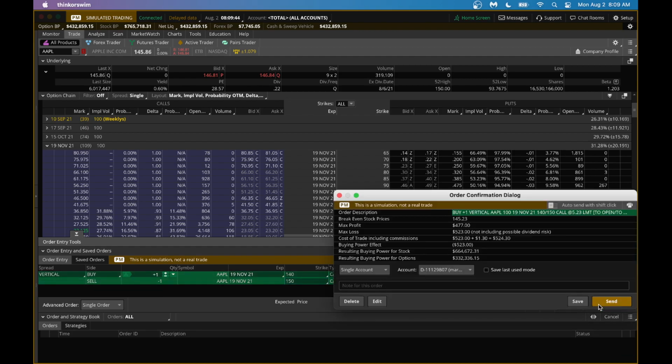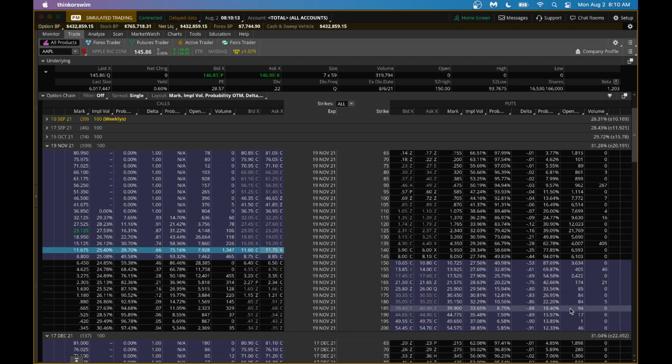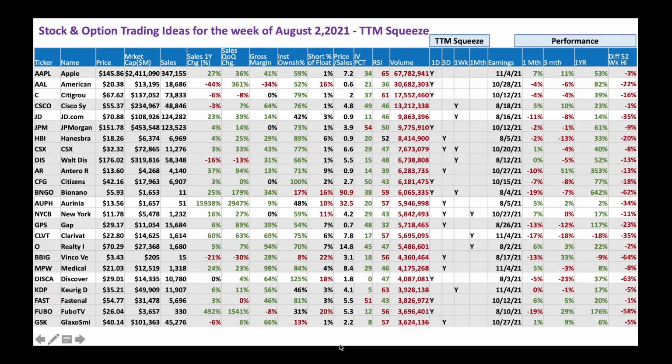If you confirm and send, you're paying 523 to make 477. Your break-even point is just below the current stock price. It's a little bit conservative strategy. Your max profit is capped at 477 and your max loss is 523. You could do something like this. It's probably a better risk-reward type ratio here. This is one way to play. And then we'll go and look at a couple more stocks.